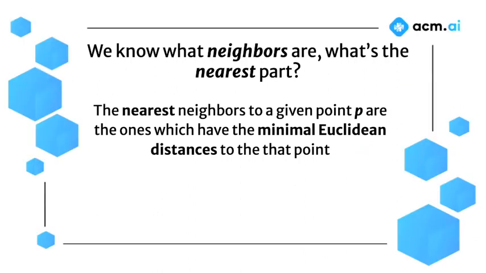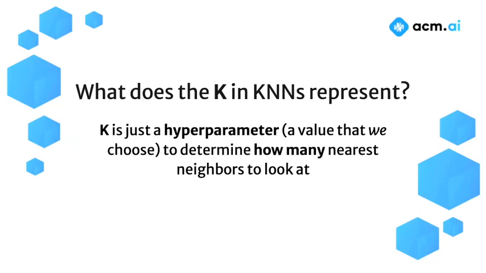All right. So now we know what neighbors are, which is the space or the distance in the graph. So what's the nearest part? Essentially, we want to look for the neighbors that are closest or have the minimal Euclidean distances to the point we're trying to target. So essentially, it's just how close it is on the graph. All right, and now finally, the last part. We covered neighbors, we covered the K. It's just a hyperparameter, aka we can just choose anything, and then we can pick how many data points we want to sample in order to decide what our new point belongs to.